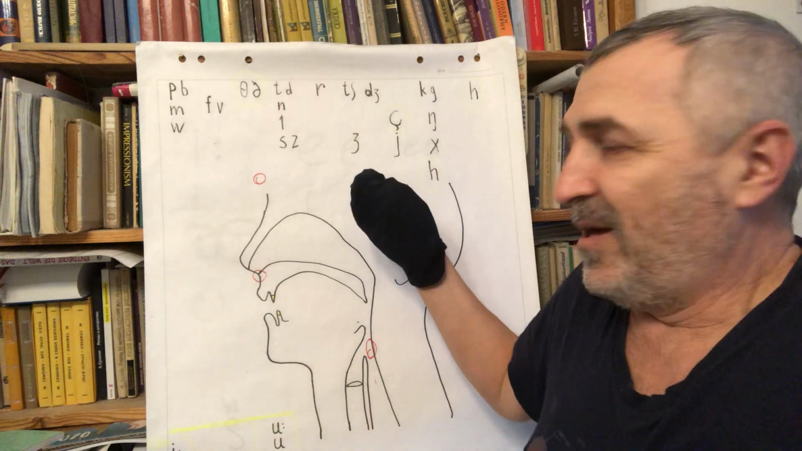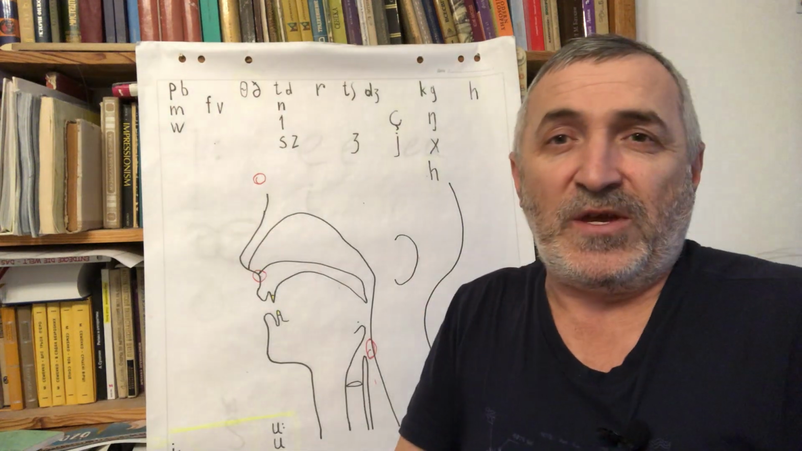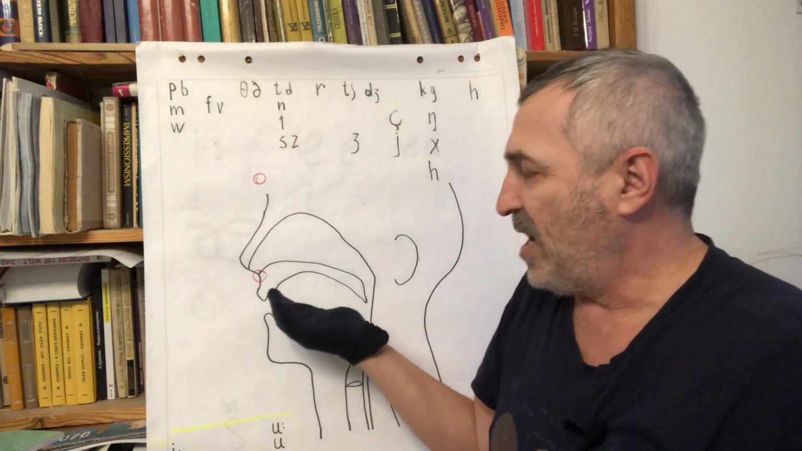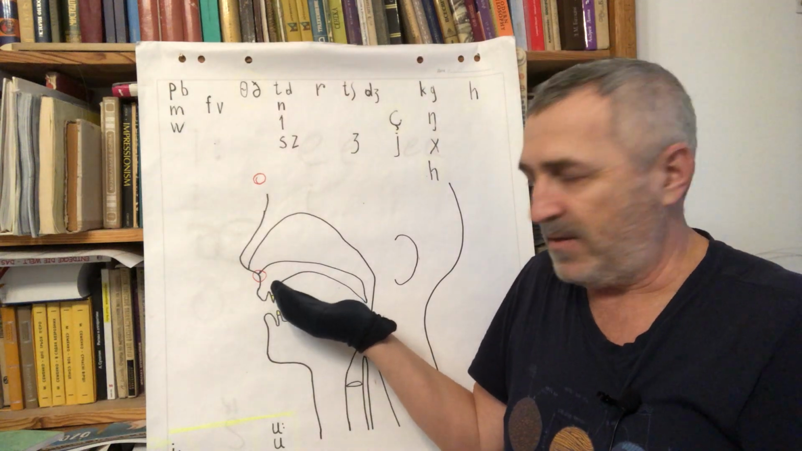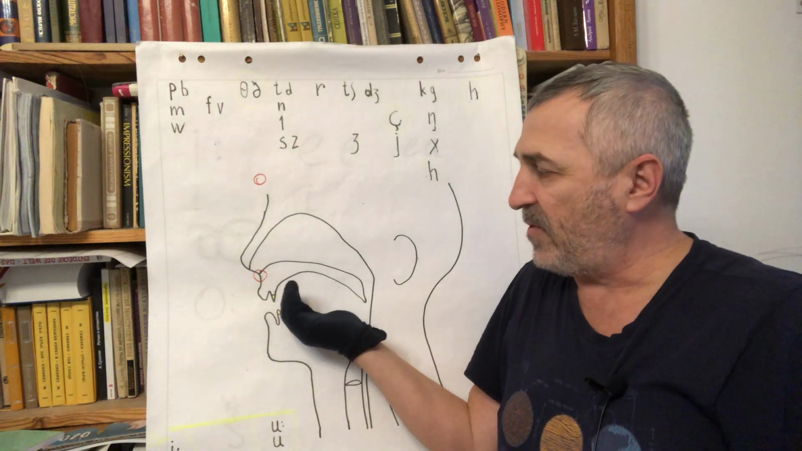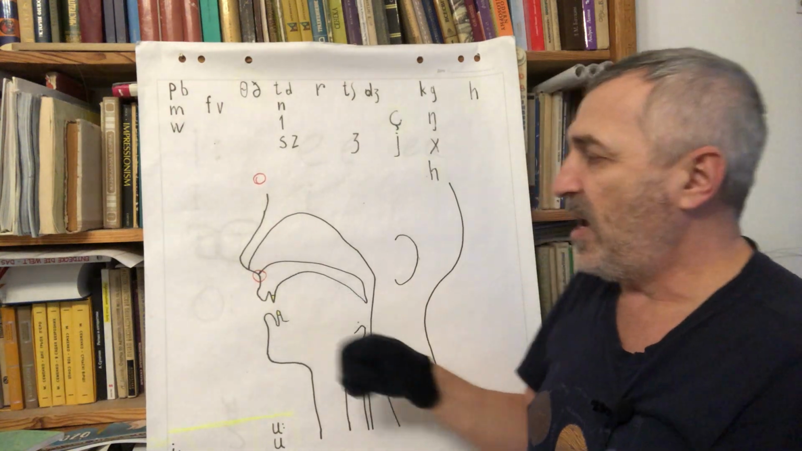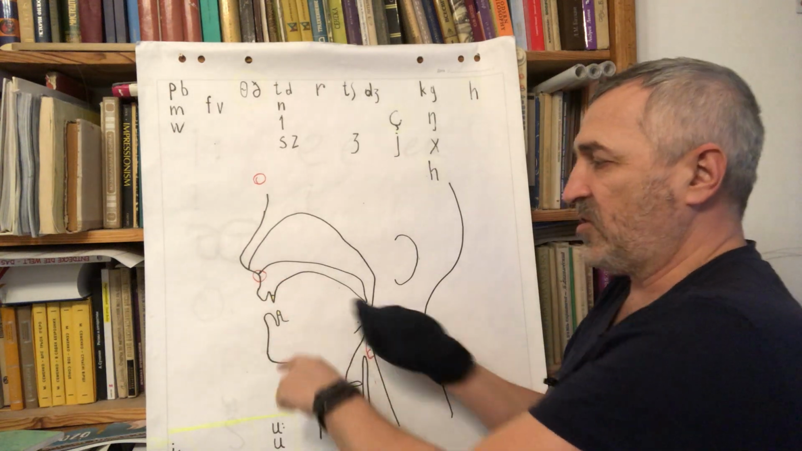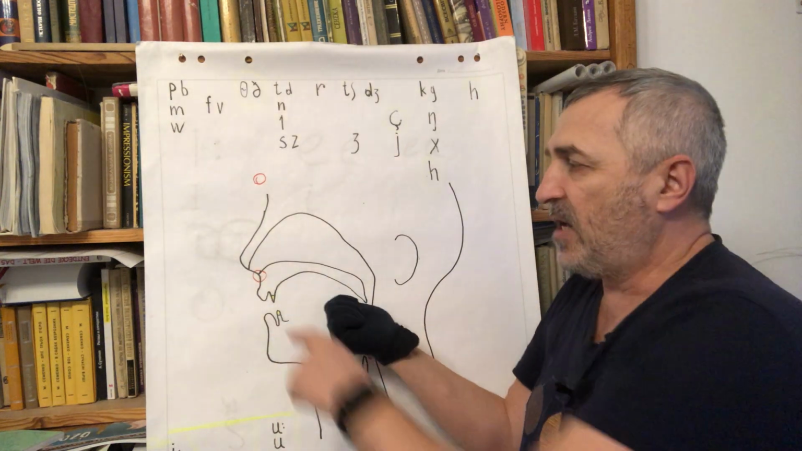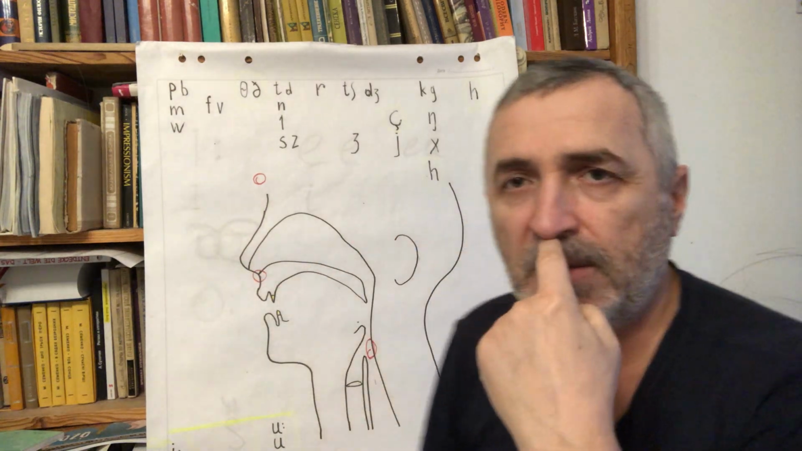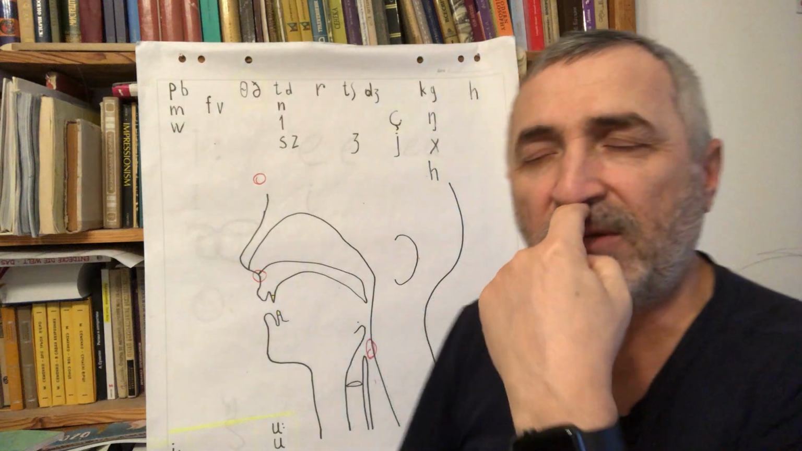So let's start with English. Of course you speak English since you watch this program, but we'll start with this. In English, the position of the tongue is like this, a little bit turned up. The tip of the tongue is a little bit turned up, and all the vectors of movements of the speech apparatus are directed into this point between the nose, just under the nose.